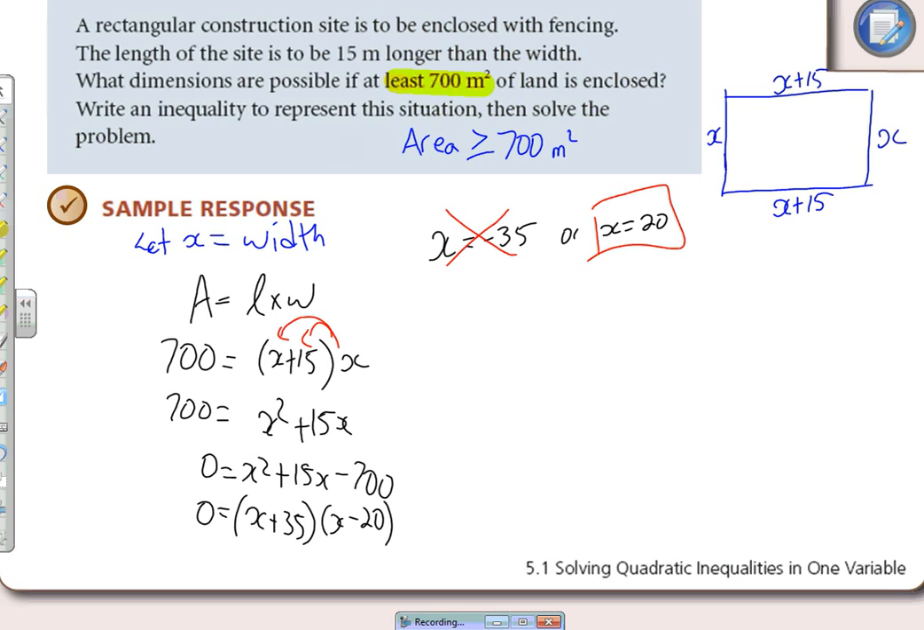Okay, so if the width is 20, then the length is going to be, so width equals 20, so then length is 20 plus the 15 equals 35 meters. That's going to give us exactly 700.